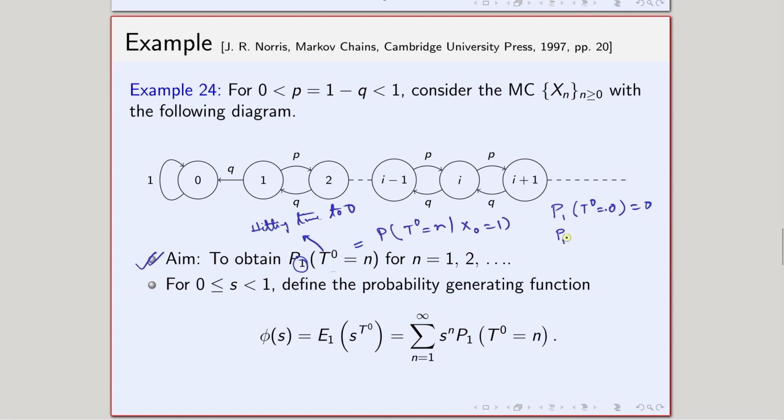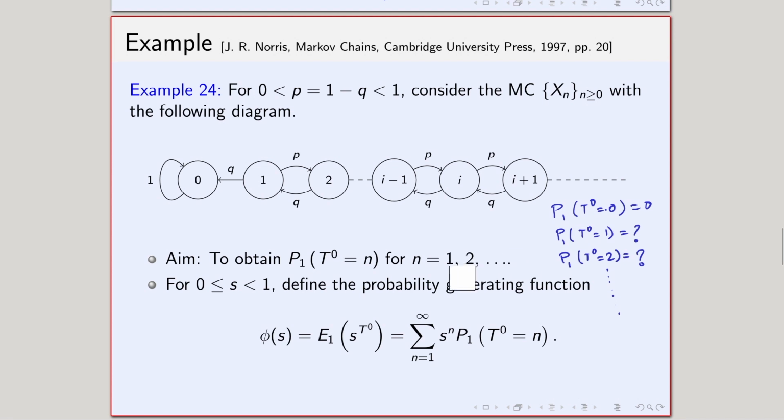Then I am looking for the probability that T_0 equals 1. I am looking for the probability that T_0 equals 2 starting from 1, and so on. That is basically what we try to find out in this particular example. And as I said, we are going to use the strong Markov property of Markov chains to solve this problem.